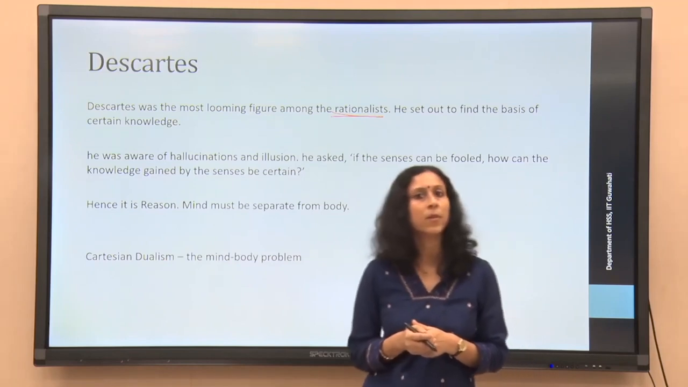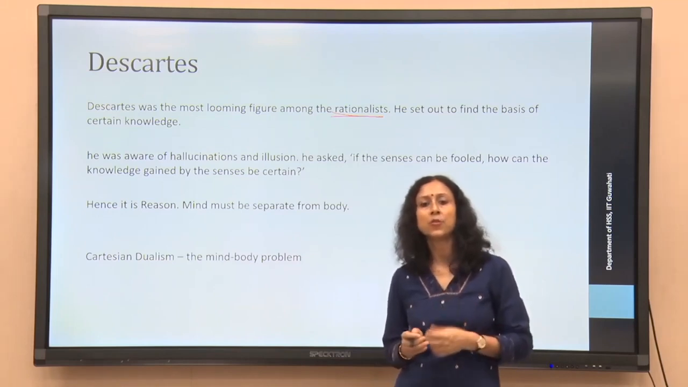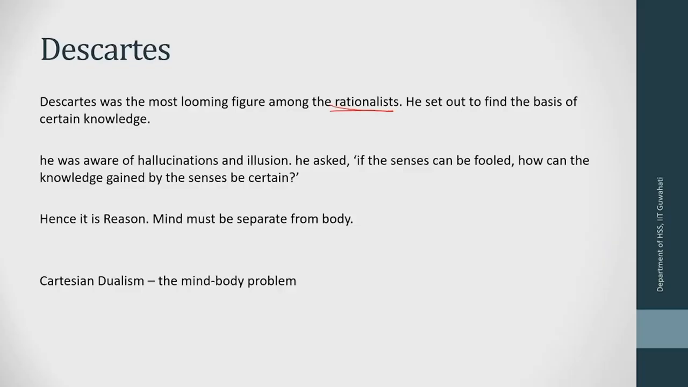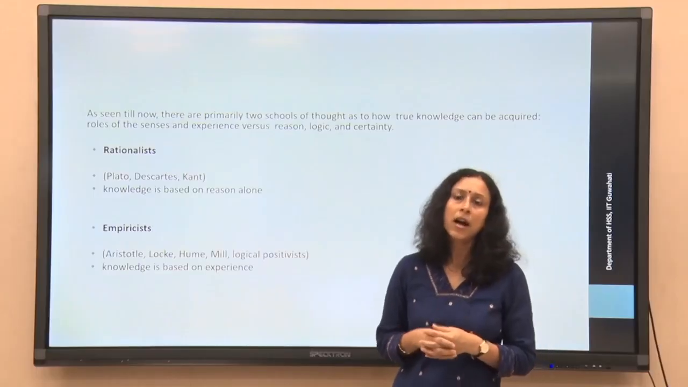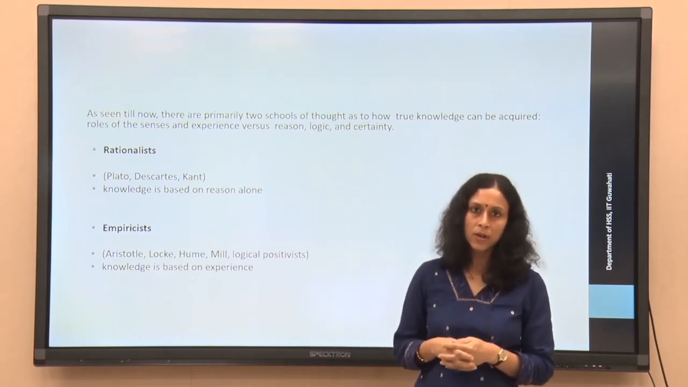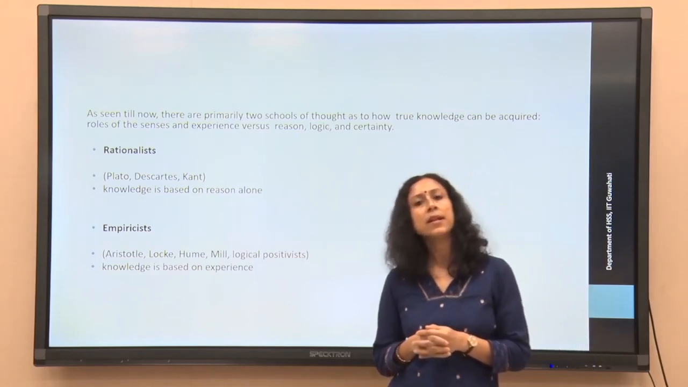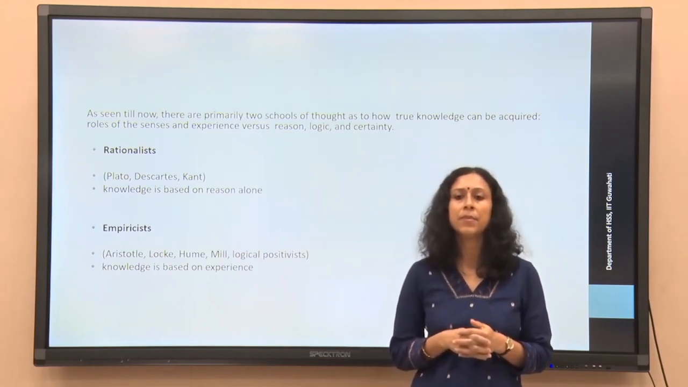Mind must be separate from the body. Mind does not and should not interact with the body. This is the famous Cartesian dualism, the mind-body problem, as it came to be known much later. And this Cartesian dualism we will come back to every now and then in this course. So, as you can see from this very brief introduction to the background of the inquiry into human knowledge and how the human mind generates knowledge, there are primarily two schools of thought as of now as to how true knowledge can be acquired.